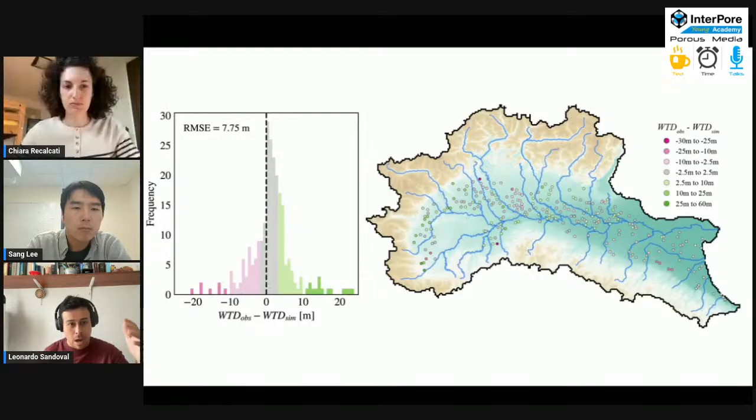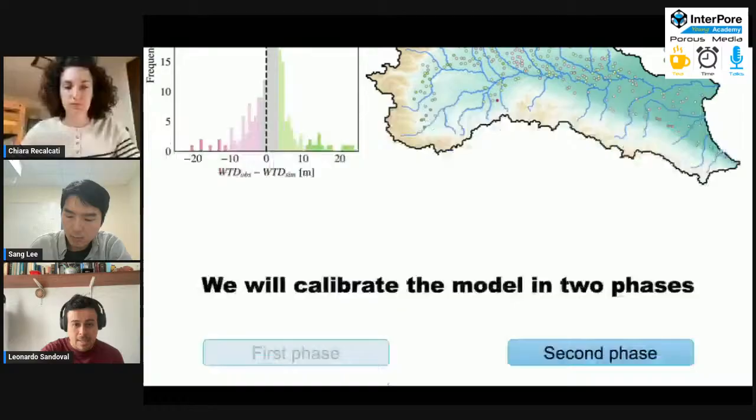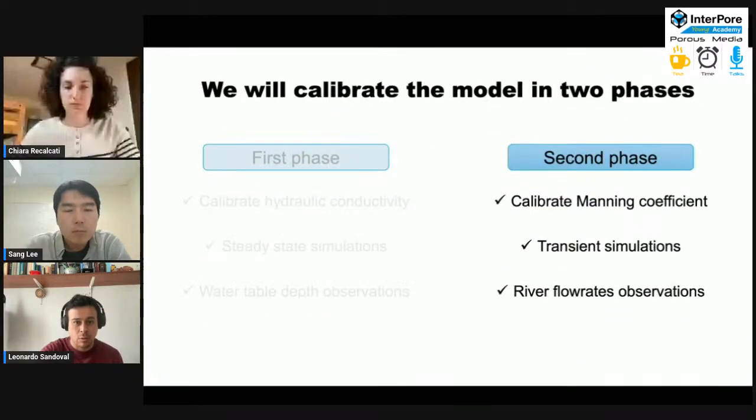And when we compare the results of our simulations with results of previous research, the results were actually pretty similar, with the advantage of our model that it was considering not only subsurface processes, but also surface processes and the interaction between them. That was the calibration of the hydraulic conductivity parameters.